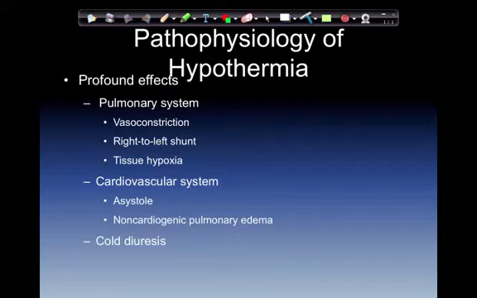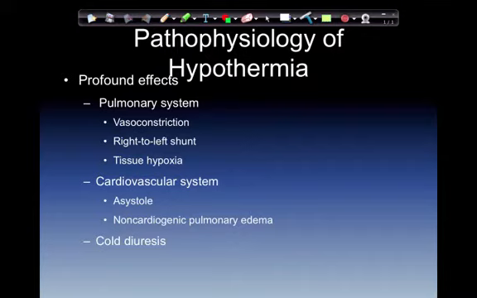Pathophysiology of hypothermia. The pulmonary system vasoconstricts in the pulmonary vasculature. So all of the vessels in the pulmonary trunk essentially constrict. You get a right to left shunt. Blood does not come into contact with the alveolar air for gas exchange, and this causes hypoxia or tissue hypoxia.